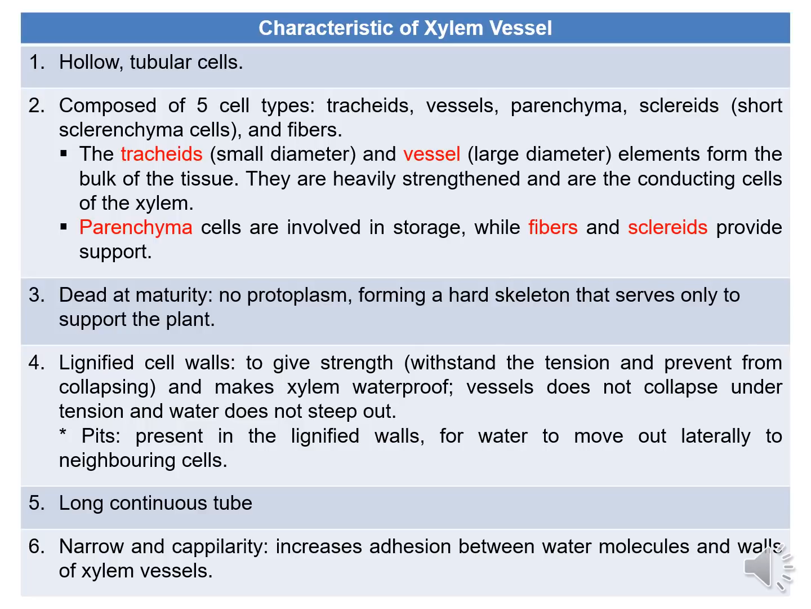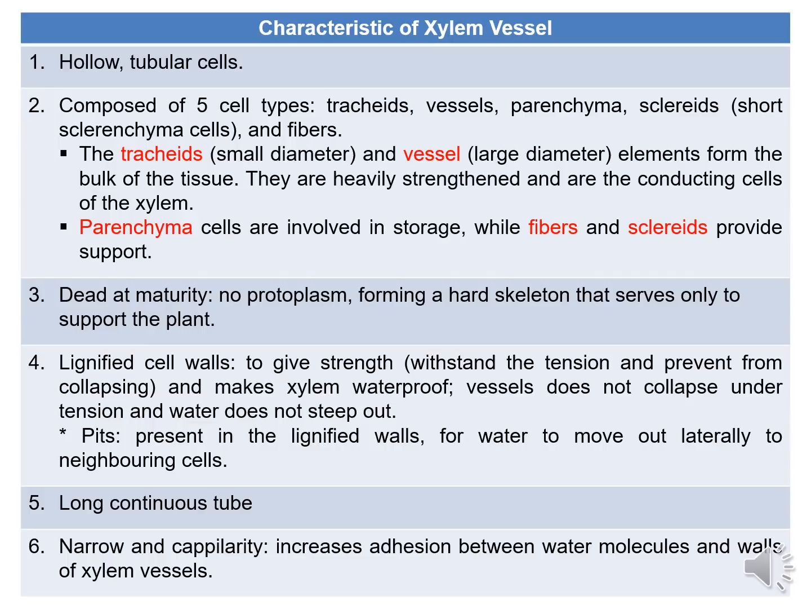The xylem dies at maturity. With no protoplasm, however, they will form a hard skeleton that will serve only to support the plant, meaning that even though at maturity the xylem dies, the dead cells will not regenerate and are not lost. They become a hard skeleton that serves to support the plant.